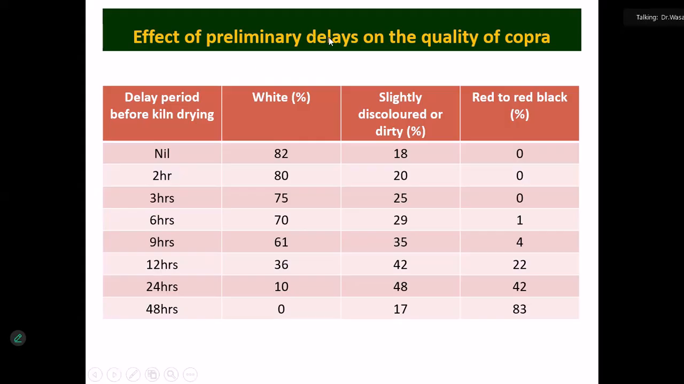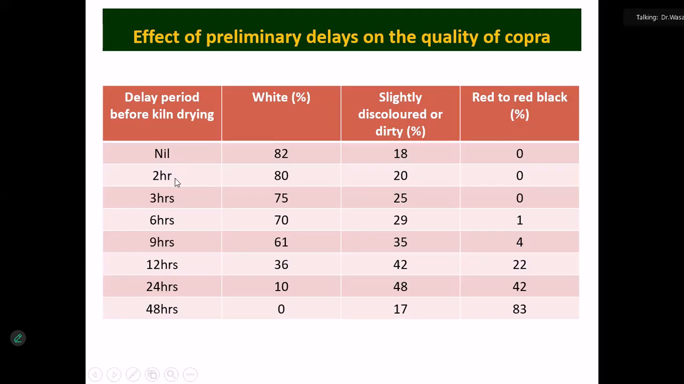Effect of preliminary delays on quality of copra. Number 1, first column, delay period before drying: nil. That means just after splitting you are taking it for drying. What is the maximum white color? I mentioned 82%. So if I ask what is the maximum white color index in copra, it is 82%. Automatically 18% is discolored, but not red.